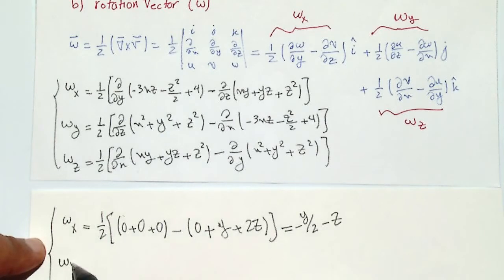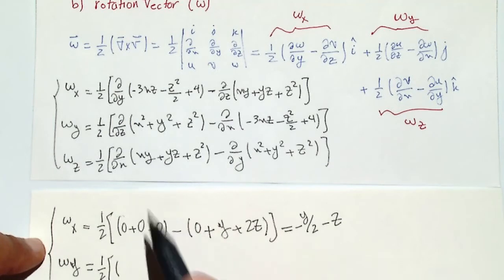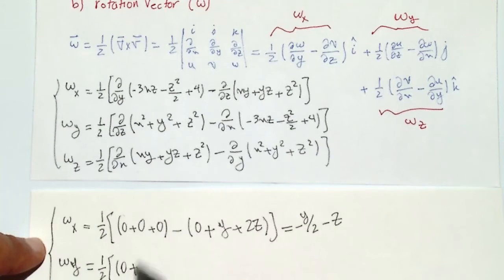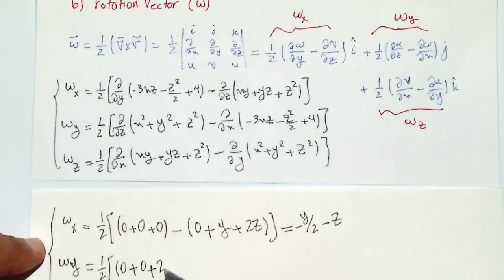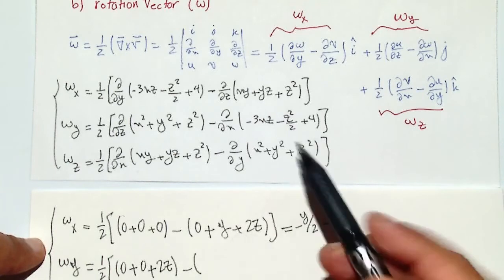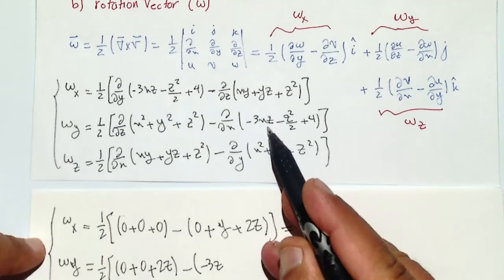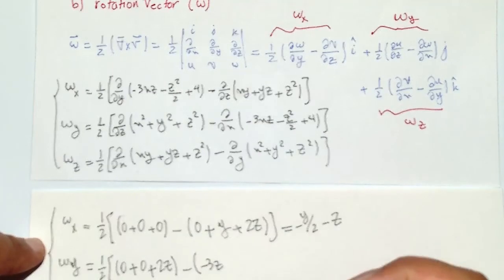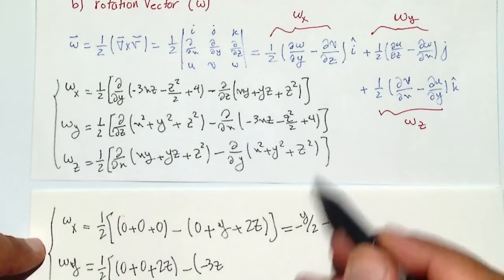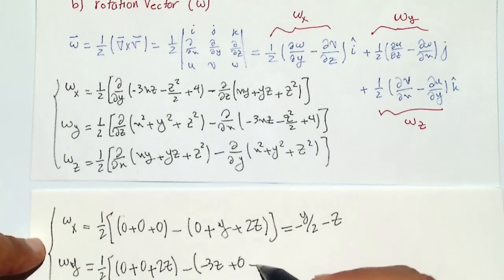For the y term, you have 1/2, this is not a function of z, so it's going to be 0, 0 plus 2z minus 3z, another minus because it has minus 3z, so it's going to be minus 3z, and the other two terms are 0.